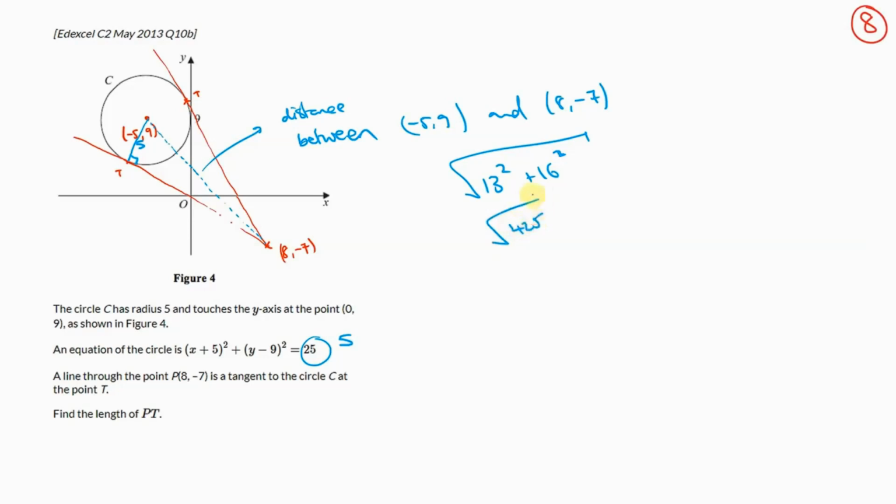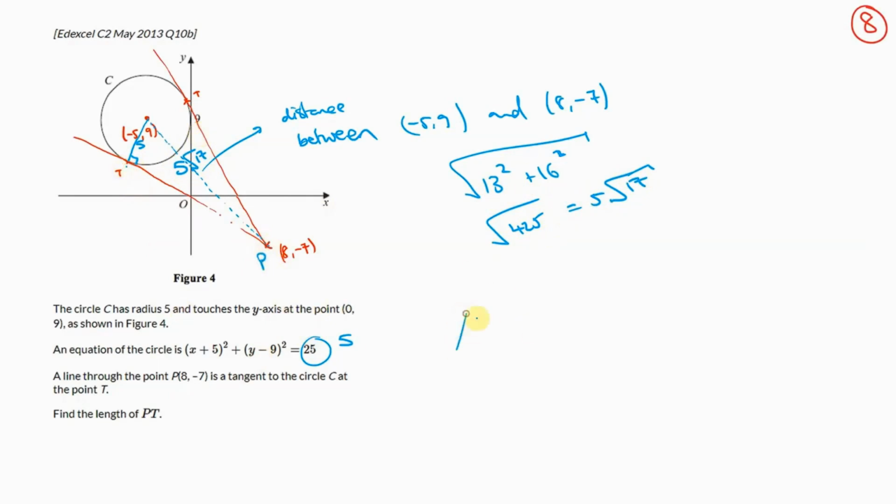Nope. Miles off. There we go, 5 root 17. I thought I remembered it. So that's a length of 5 root 17. Well, we're wanting to find the length from P to T.